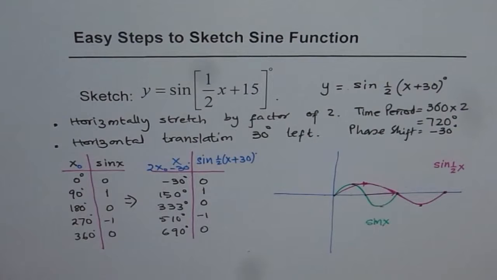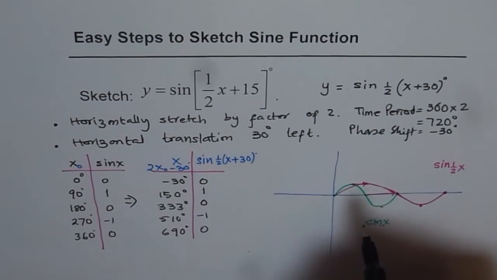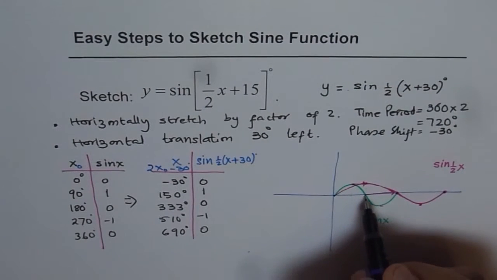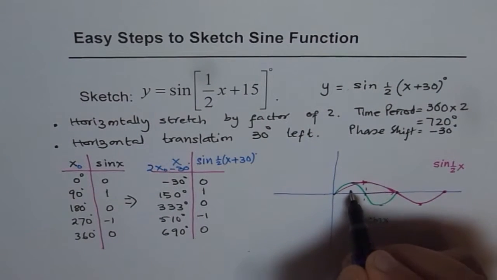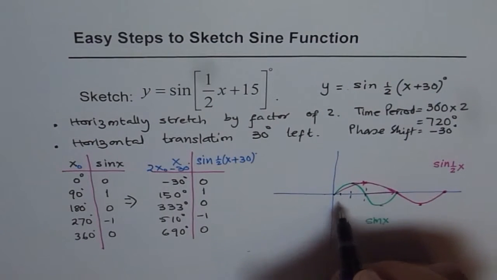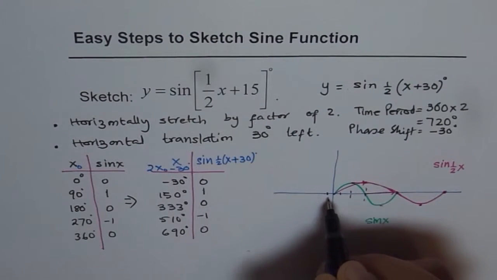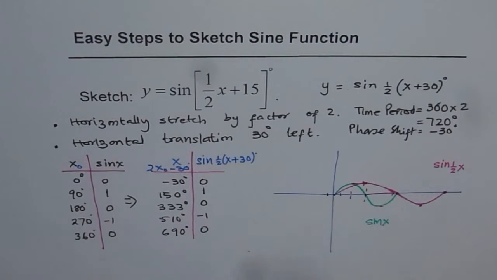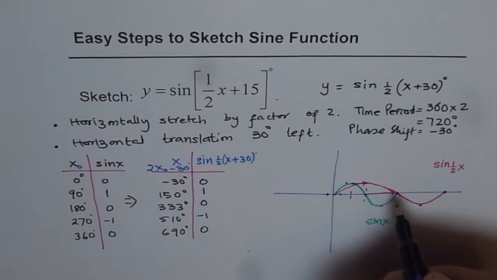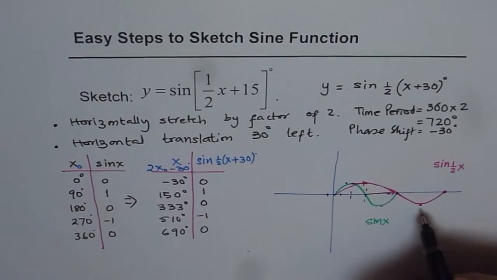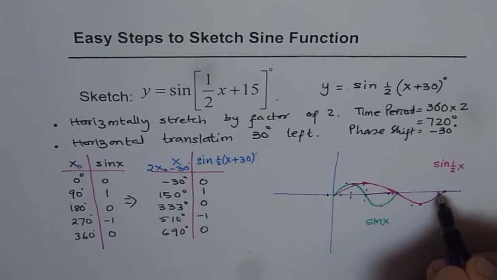Now what we need to do is shift it 30 units to the left. So if, let us say, this is 360, this much is 180, this is 90. So 30 is kind of small, right? Like this. So we are making the small unit as 30 for us. So all these points are going to move left by 30 units. Do you see that?